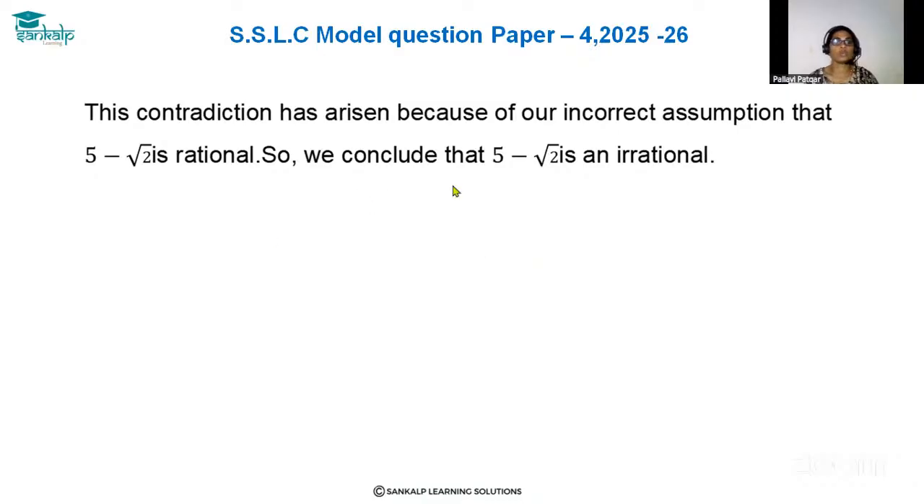So we conclude that 5 minus root 2 is an irrational number. Hence the proof. Thank you.